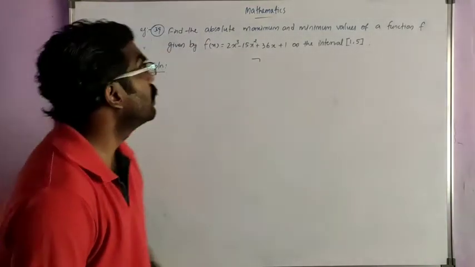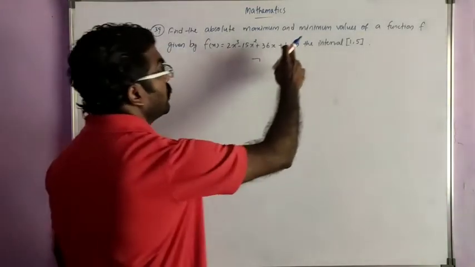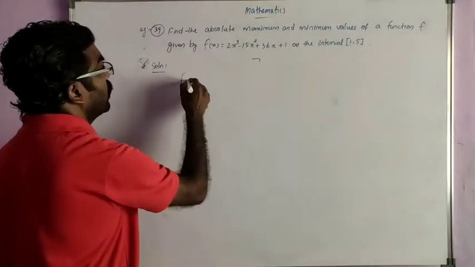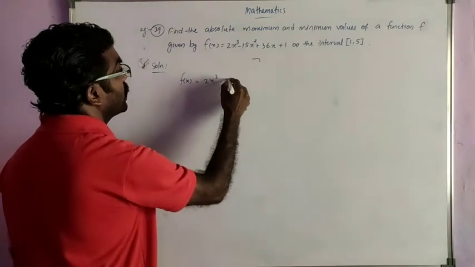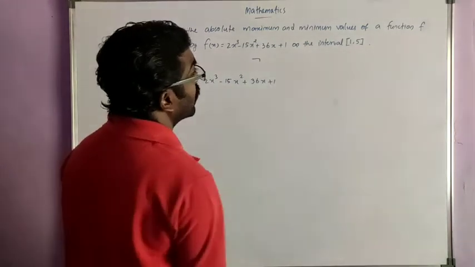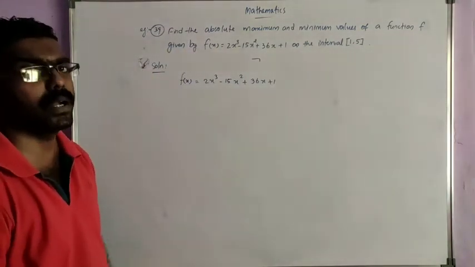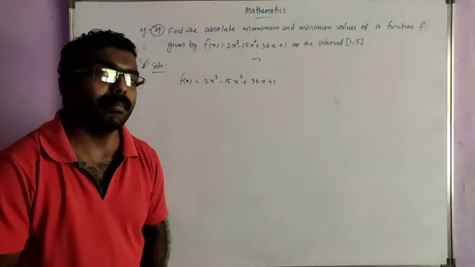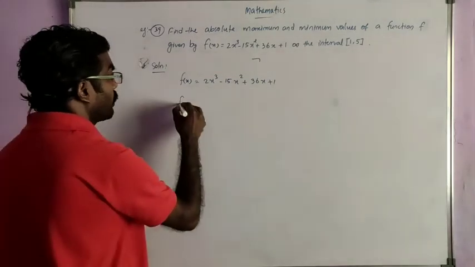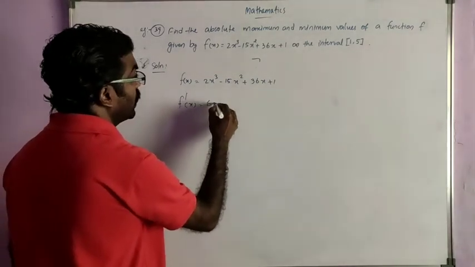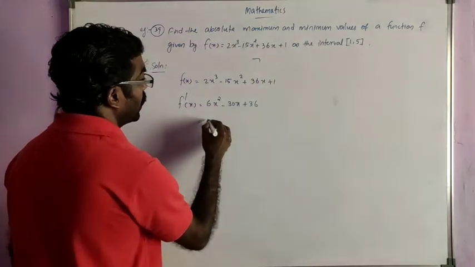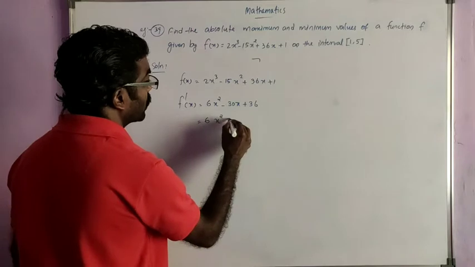Now look at this example. Find the absolute maximum and minimum values of a function f given by f of x equal to 2x cube minus 15x square plus 36x plus 1 on the closed interval 1 comma 5. For that we can find f dash of x, which is 6x square minus 30x plus 36. We can take 6 common: 6 into x square minus 5x plus 6.